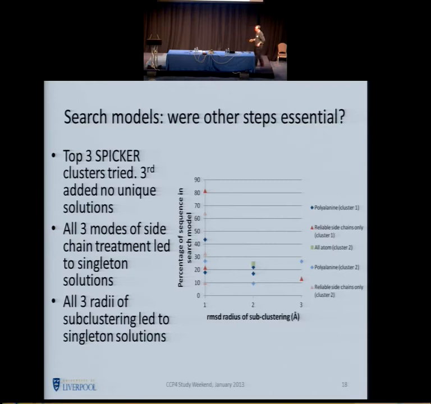The only thing we did find that we could dispense with was the third cluster. Right at the beginning, when we cluster those models, we tried the top 3 clusters, but we found that the third one added no unique solutions, and so as of now, AMPL is only looking within the top 2 clusters.